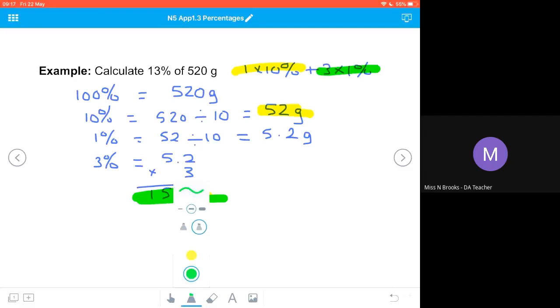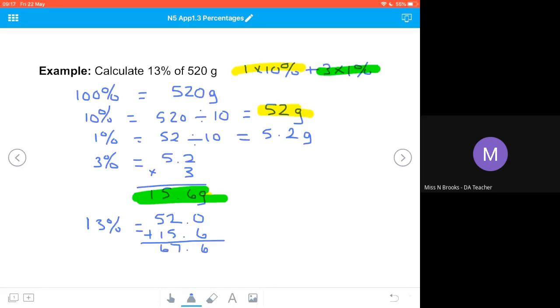And now my final step is to add them both together. So my 13% is going to equal 52, and I'm going to put my 0.0 placeholder in so that I can line up my decimal points, plus 15.6. That gives me 6. 5 plus 2 is 7, and 5 plus 1 is 6. So my final answer is going to be 67.6 grams. And don't forget your units.